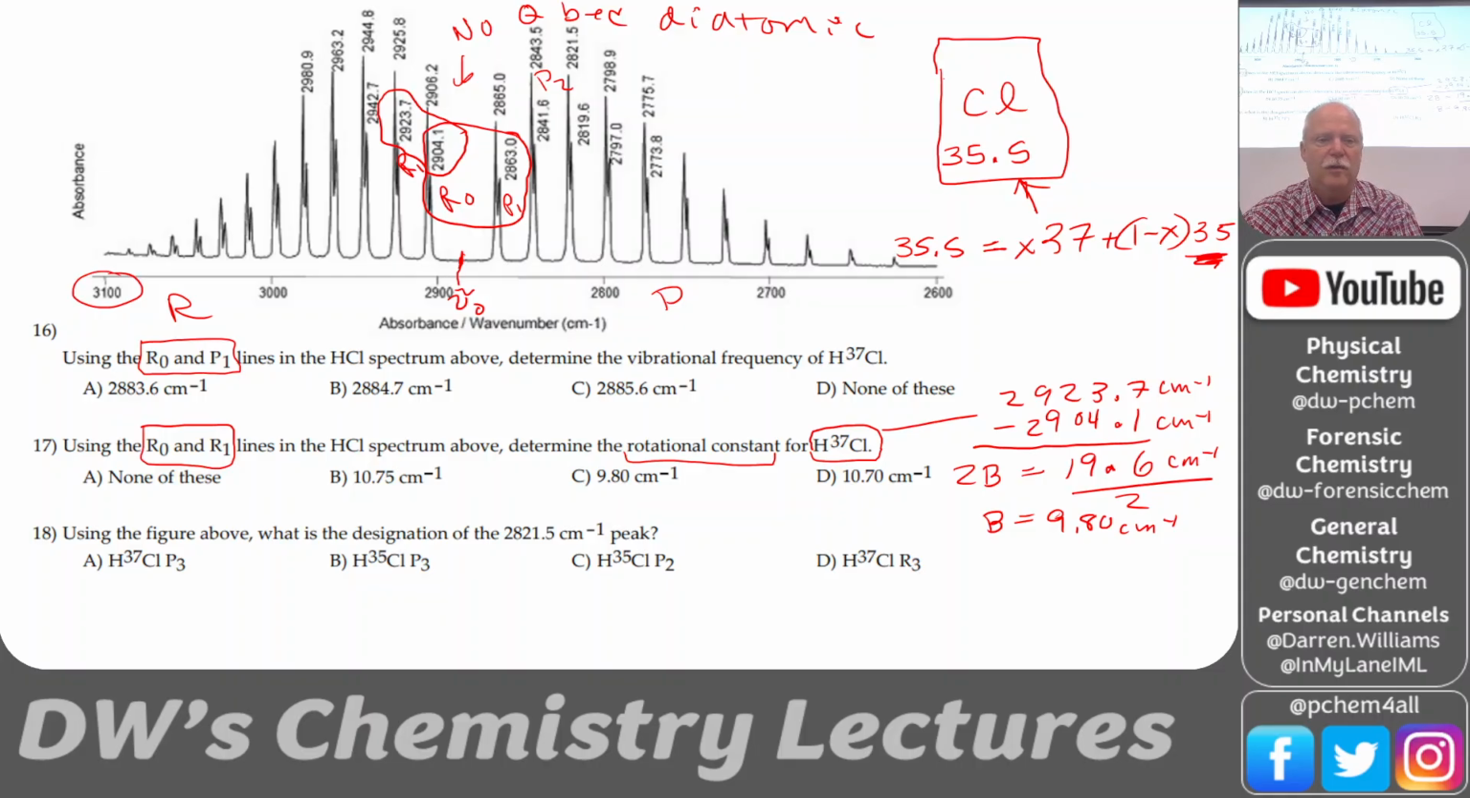So we take the average of those two and we get one of these. I don't remember which one it is. But do you remember? We'll just do it. So 2904.1 plus 2863.0 divided by 2.